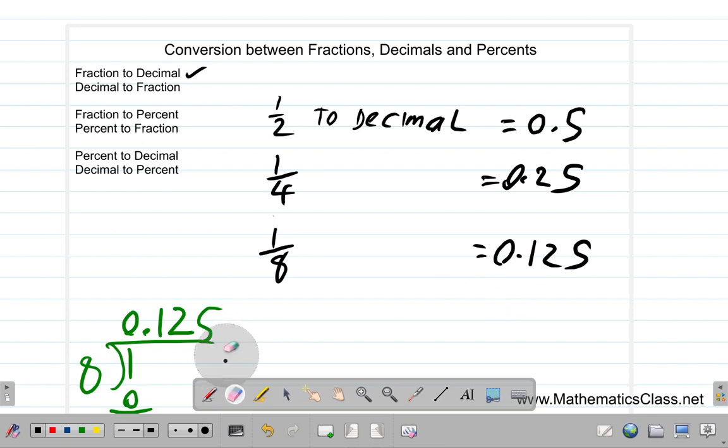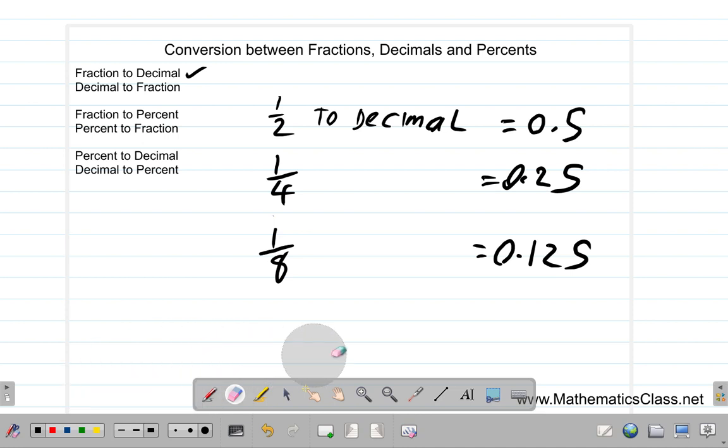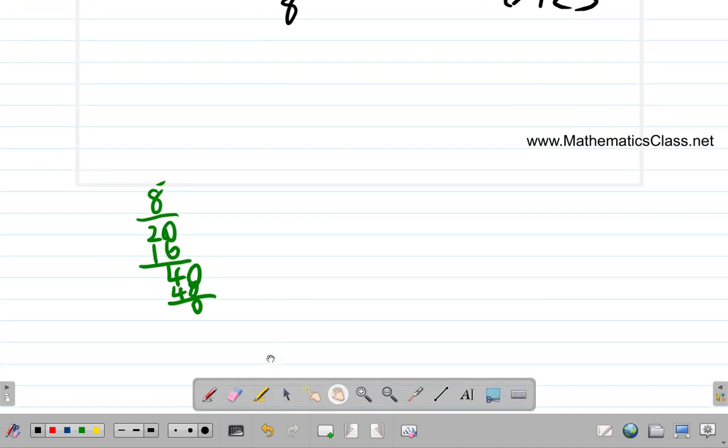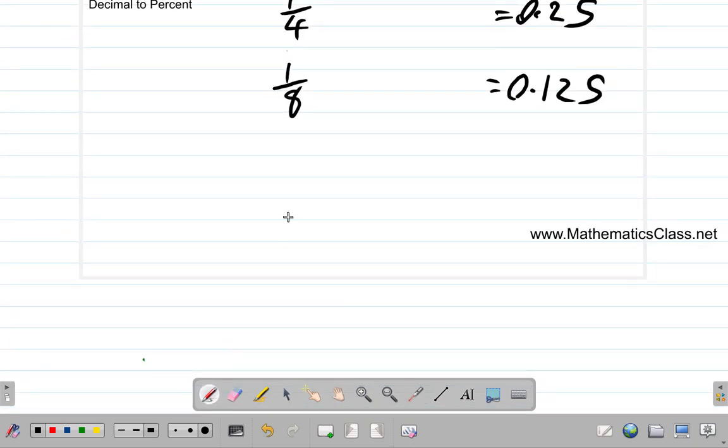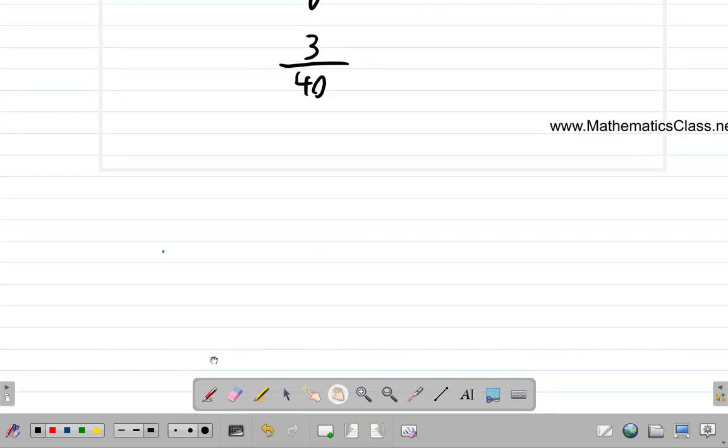All right, let's do the next one. Now, what we're going to try: suppose you say 3 over 40. Suppose you want to convert that. How are you going to deal with it? Let me see what I know. We have 3 over 40.